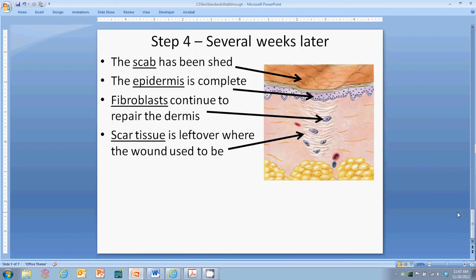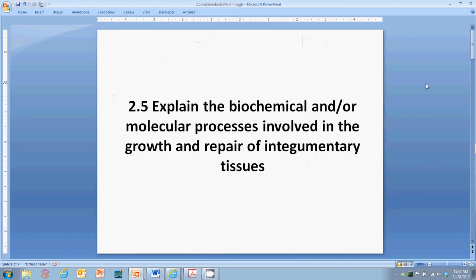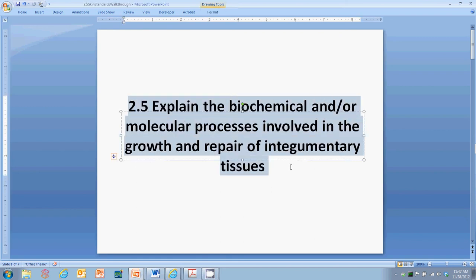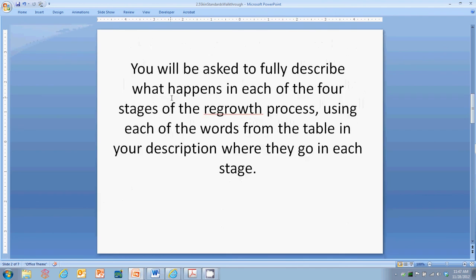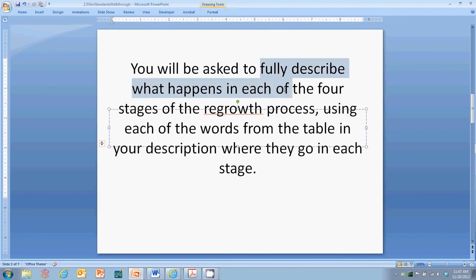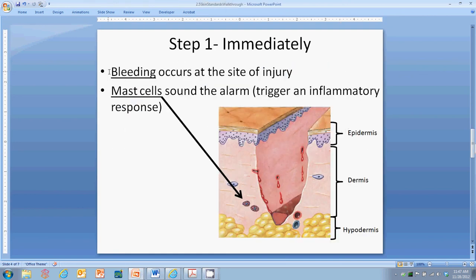And that is standard 2.5, explain the biochemical and molecular processes. To fully describe what happens, you should talk about, you can include these bullet points. And it should help with your drawing, because if you draw it, you should be able to talk about it.